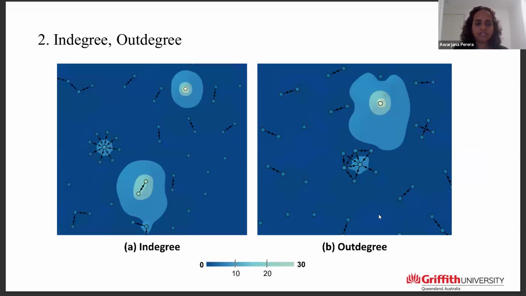And this is the second attribute we used. However, we couldn't get a proper, clear visualization based on in degree and out degree. Explaining that, in degree refers to the number of transactions that were received by each EOA, and out degree refers to the number of transactions that were sent out of each EOA.